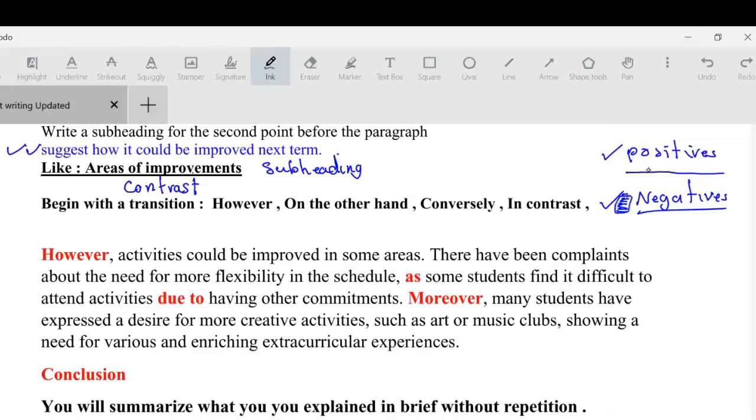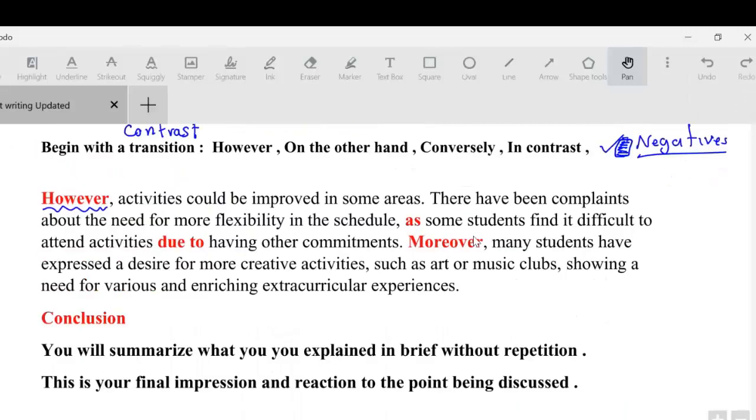contrasting conjunction or a contrasting transitional word, like however, or on the other hand, or conversely, or in contrast. Okay, so we will begin our paragraph here with the word however. What I'm going to write here: areas of improvement. The first point he mentioned here is activities could be improved in some areas.